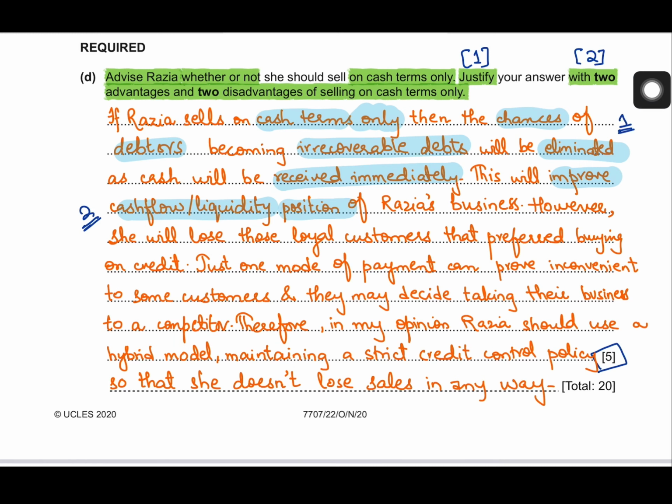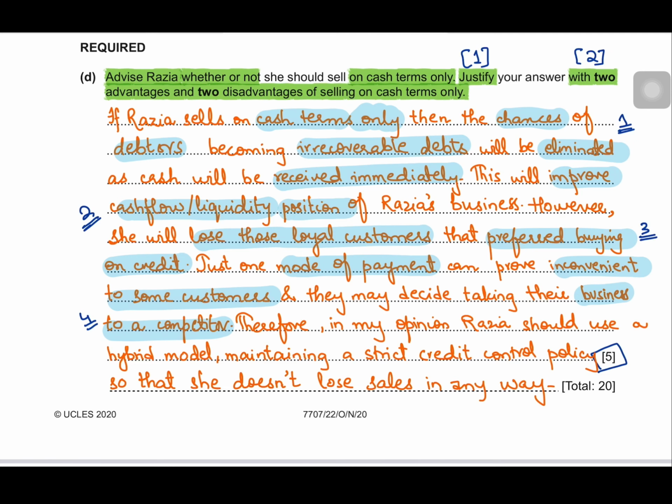However, now we are moving towards the drawbacks. She will lose those loyal customers that preferred buying on credit. So there are some customers who might have preferred buying on credit. Because of that, they were coming to Razia. Just one mode of payment, that is selling on cash terms only, can prove inconvenient to some customers, and they may decide to take their business to a competitor. So this could be another drawback, that she might lose some sales.